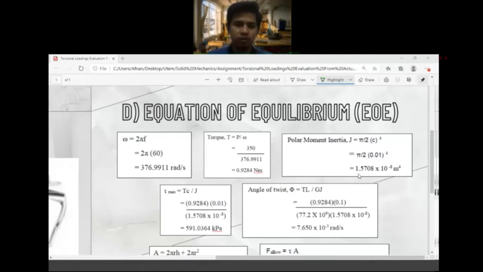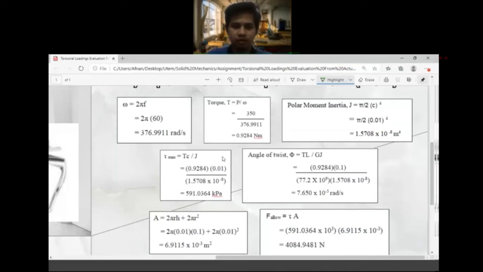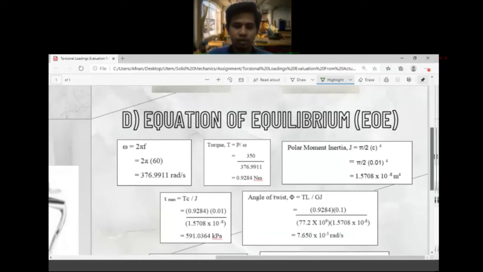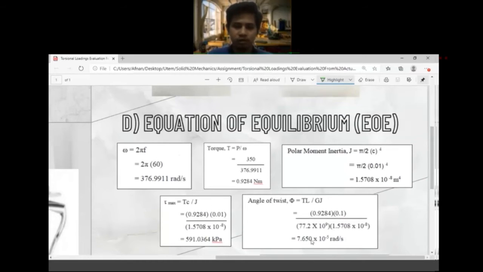As we know the value of the polar moment, we can find the maximum shear stress by using the formula Tc divided by J. The value of maximum shear stress that we get is 591.0364 kilopascal. Last but not least, the angle of twist that we get is 7.650 times 10 to the power of negative 5 radians, by using the formula torque times length, divided by shear modulus times polar moment. That's all from me. Then I will pass the presentation to Muhammad Zari.